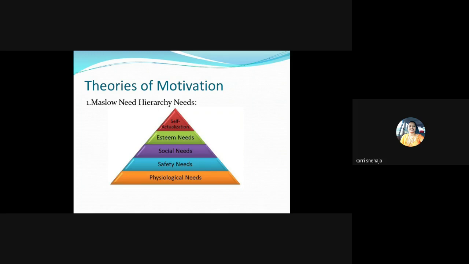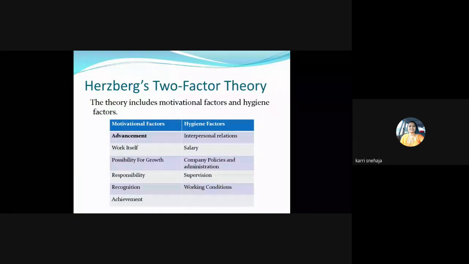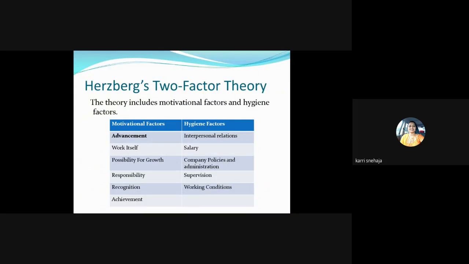This refers to the desire to become what one is capable of becoming. Man tries to maximize his potential and accomplish something when this need is activated in him. ठीक है? Then we talk about Herzberg two factor theory. Herzberg two factor theory में one is the motivational factors and the other is the hygiene factors.